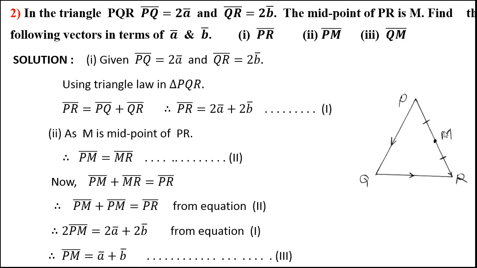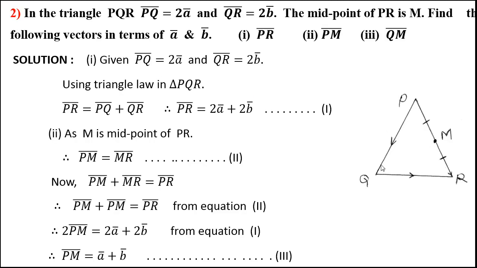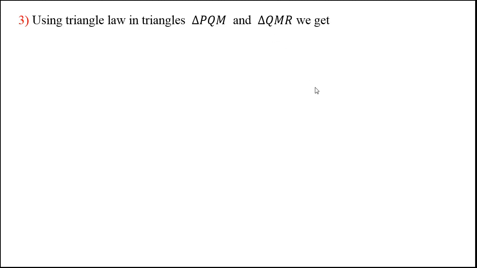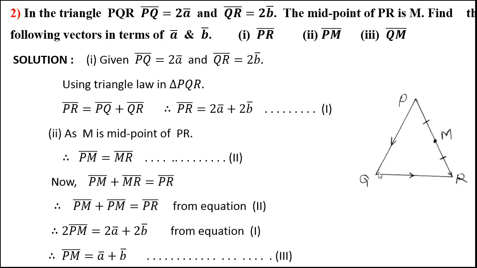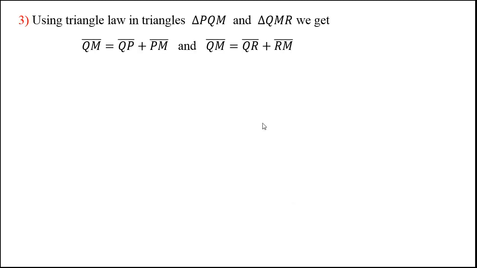तिसरा प्रश्न जो आहे QM bar, QM, here is Q and here is M, QM. So how to express QM? Use triangle law. In triangle PQM and QMR, हे दोन ट्रायंगल जे आहेत ह्या दोन ट्रायंगल मध्ये आपण ट्रायंगल लॉ अप्लाय करणार आहोत. हे जे दोन ट्रायंगल आपल्याला दिसत आहेत ह्या दोन ट्रायंगल मध्ये मी ट्रायंगल लॉ अप्लाय करतो and I get this.